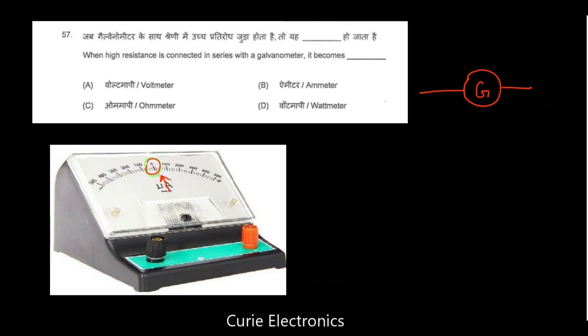So what is the question? When high resistance is connected in series with a galvanometer. Okay, now we have a galvanometer. If we connect high resistance in series with the galvanometer, that is RS, now this is actually what? If we connect like this, it is a voltmeter.